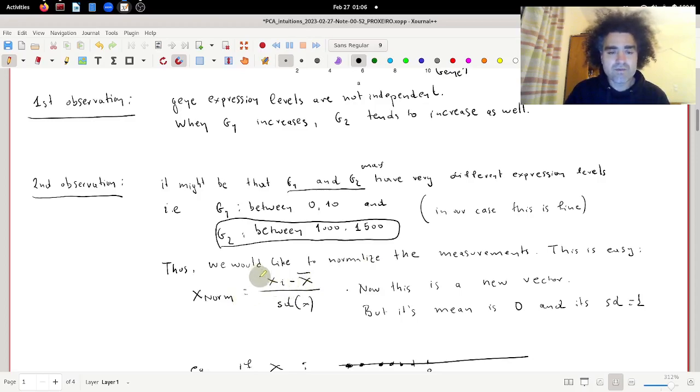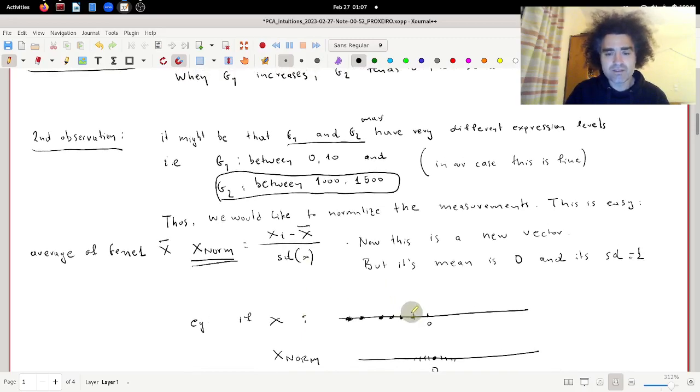So instead of having the real expression levels for each gene, we get the normalized expression levels. It is not a difficult mathematical operation. We just take each measurement for gene 1. Or let's say that first we take the average value of gene 1, it's this x here, and then we subtract from this mean value every measurement of gene 1. So we get this difference, and then we divide by the standard deviation of this x vector, so of the expression levels of gene 1.